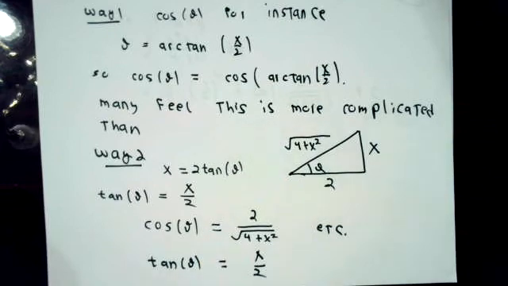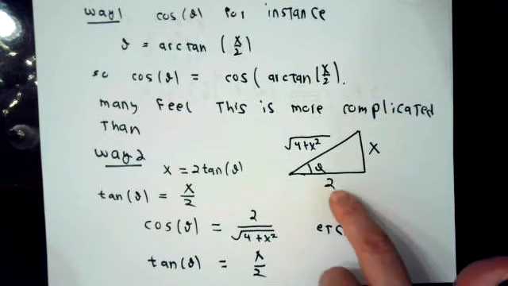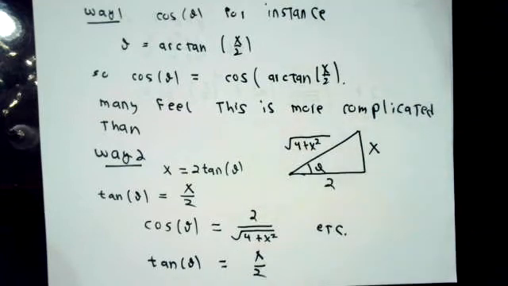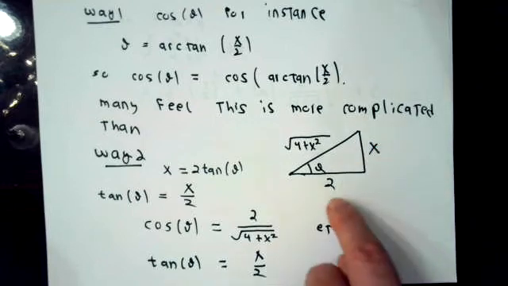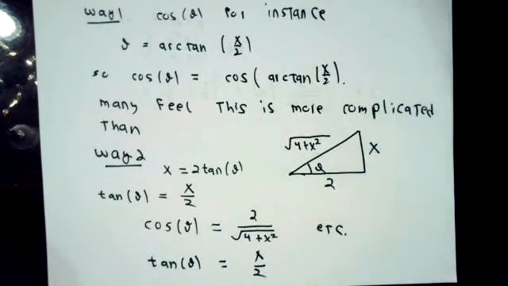Cosine of theta is adjacent side to theta divided by hypotenuse, 2 over square root 4 plus x squared. Tangent of theta, which we already know, but in case we didn't, is opposite over adjacent. That would be x over 2. And now I have my cosine and tangent functions in terms of x.